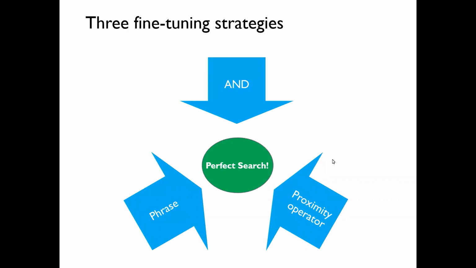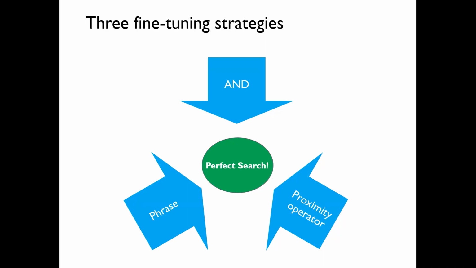So there's basically three ways to fine-tune your search. And the title of this webinar talked about two of them. One is phrase searching and one is using proximity operators. And the other one is using an AND search. So that's a slightly broader way to fine-tune your search, but it should definitely be in your toolkit when you're thinking that way.